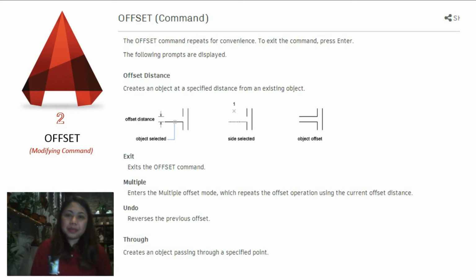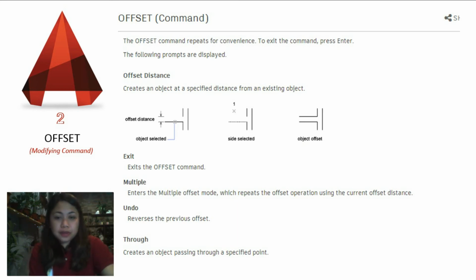So the offset command repeats. The following prompts are displayed. Offset distance creates an object at a specified distance from an existing object. Then the side is selected, and then the object to offset. Exit exits the offset command when you want to exit. And then multiple enters the multiple offset mode, which repeats the offset operation using the current offset distance.